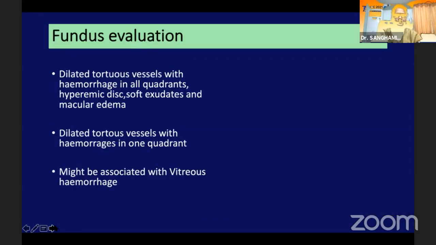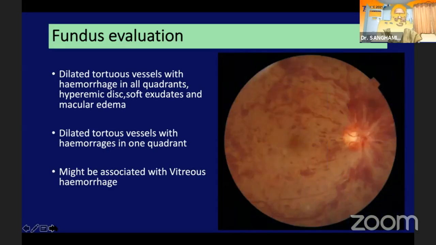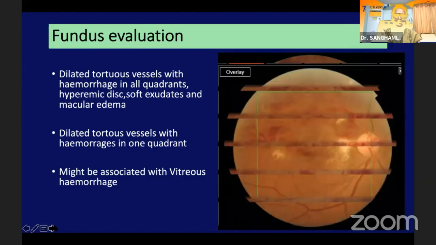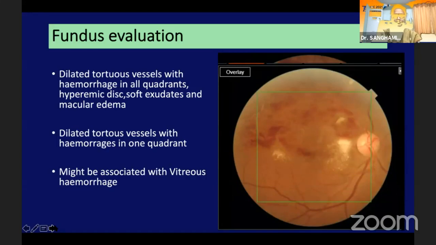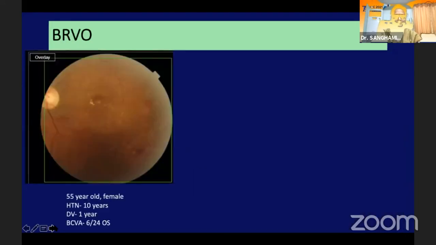In the fundus evaluation, dilated tortuous vessels with hemorrhages in all quadrants with disc hyperemia, soft exudates, and macular edema point towards CRVO, whereas dilated tortuous vessels with the above features in one quadrant would point towards branch retinal vein occlusion. Both might be associated with vitreous hemorrhages. So let us go into some of the cases.